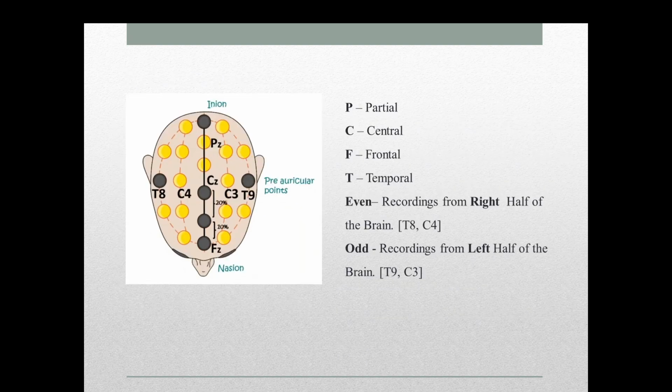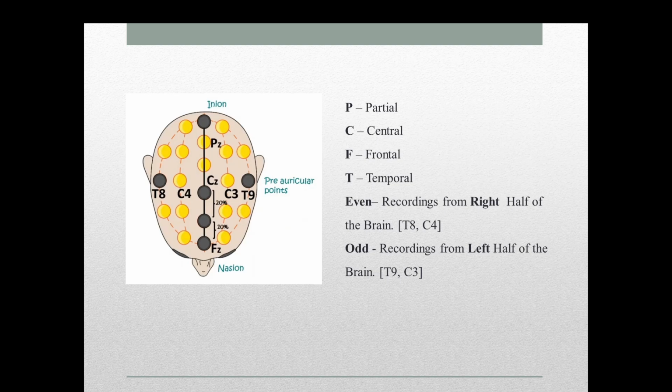Next, some other terms are also followed. That is P, C, F, T, where P is parietal, placed in the parietal region of the skull, C is the central region, such as Cz and C4, F is frontal, and T is temporal. There are also two kinds of numbering, even and odd, which appear as a suffix of even numbers and a suffix of odd numbers.